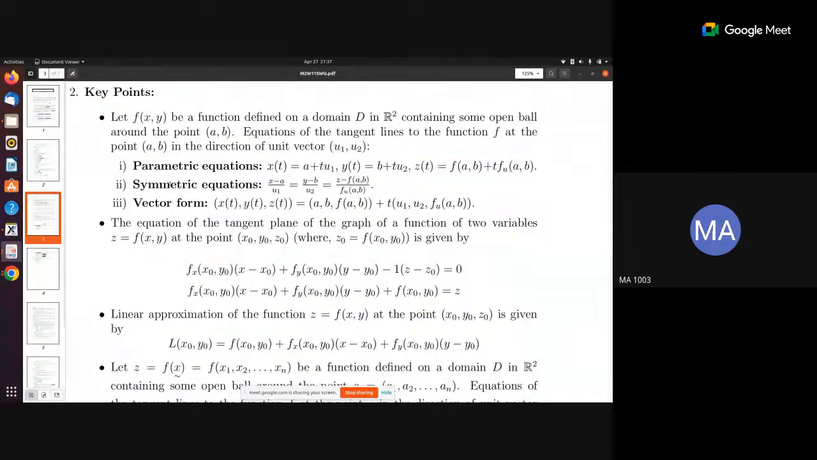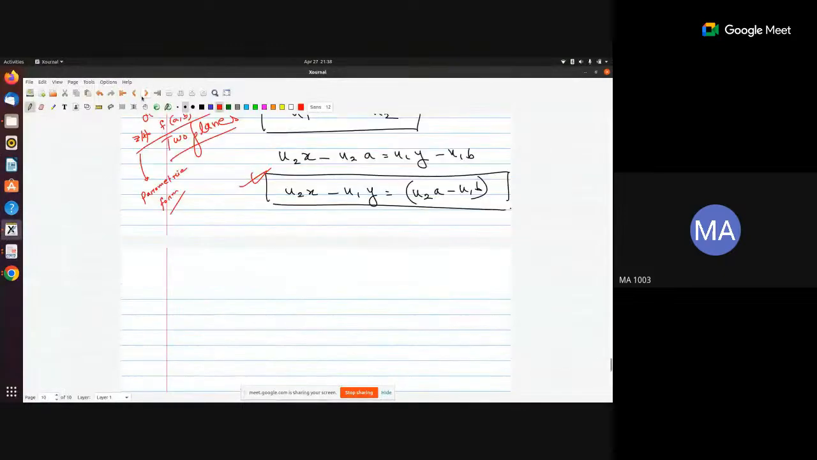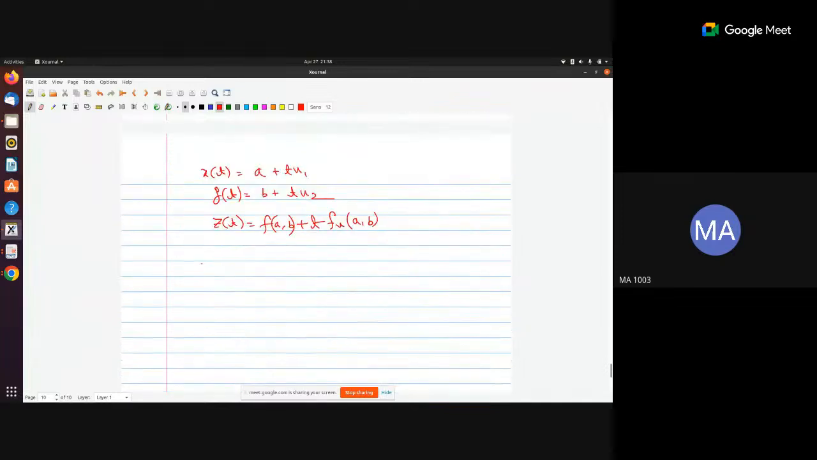Yes, sir. Now the next one is basically writing all the parameters in a vector (x, y, z). So you write it in vector form, you are getting it, right? So this is the vector. So what are x(t), y(t), z(t)? x(t) was a + t u1. y(t) was b + t u2. And z(t) was f(a, b) + t f_u(a, b). Right? This was what it is. Now, if I write it in vector form, that is (x(t), y(t), z(t)), what does it mean? I just write it like this.